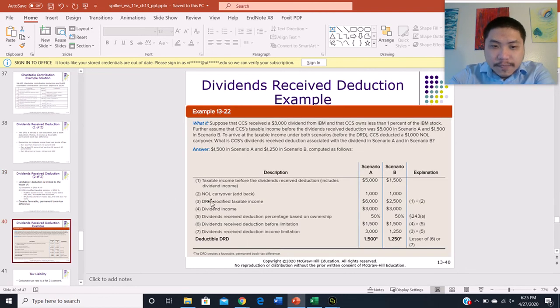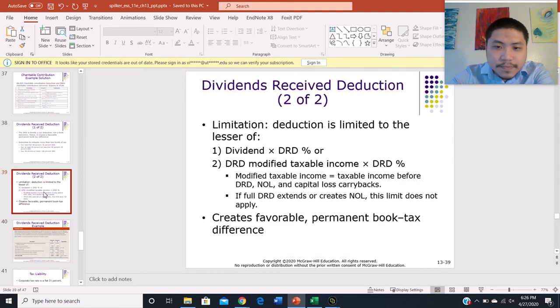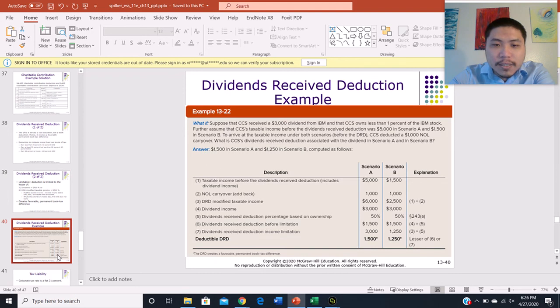So in this case, we know the taxable income before dividend received deduction was $5,000 for scenario A. Let's talk about scenario A first. So it was $5,000, and then we know there's a net operating loss carryover of $1,000, right? So we have to add that back. So now that's the only thing that we have to add back.